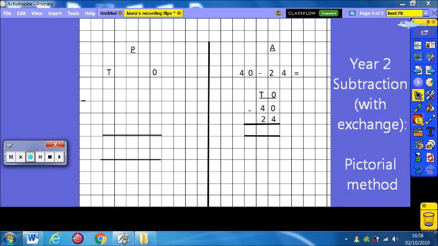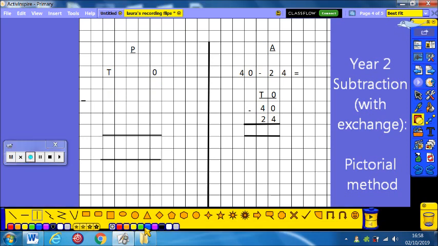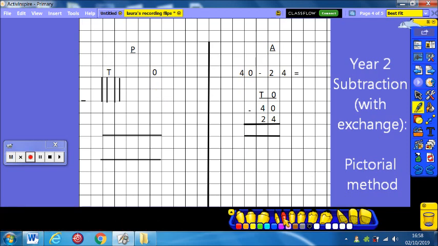So first of all, I'm going to make the number 40. It has 4 tens. I'm going to do that underneath the tens column: 1, 2, 3, 4. 40 is made up of 4 tens and 0 ones. Therefore, I am not going to put any ones in the ones column. It is a placeholder.